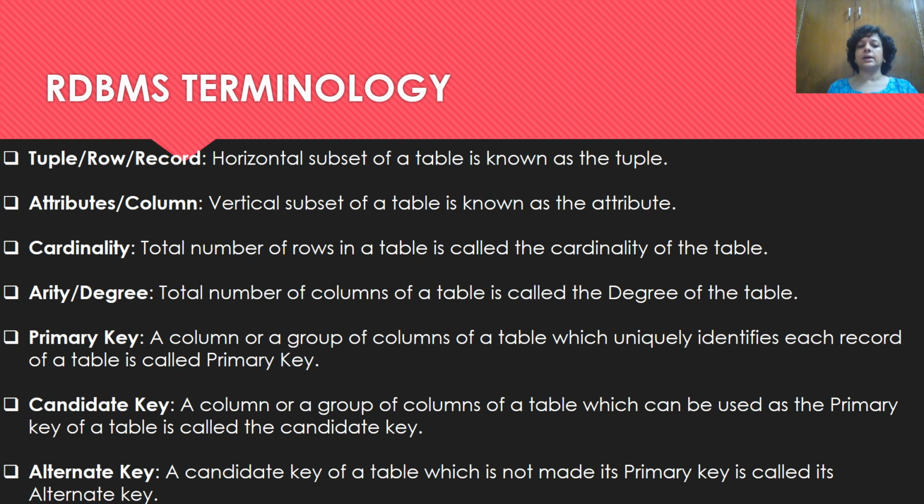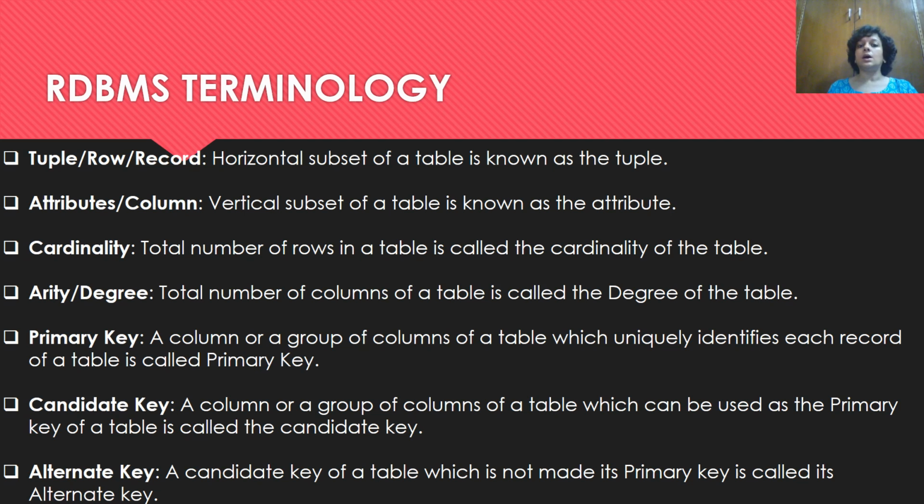Let us now understand the various terms associated with RDBMS. Tuple, row, or record. This is nothing but a horizontal subset of a table. Attributes or column. This is a vertical subset of a table. Cardinality. The total number of rows in a table is called the cardinality of the table. Arity or degree. Total number of columns present in a table is called degree of that table.